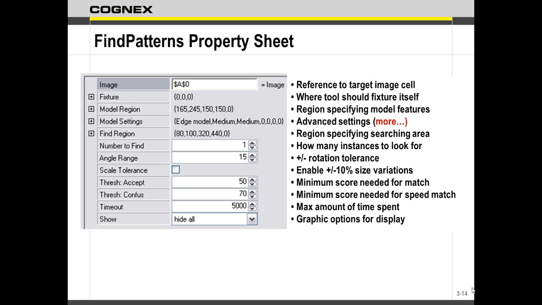Then it's going to ask you about fixturing. We're going to just ignore that for right now. Then it's going to ask you about the model region. So this is where you can go in there and set up the model region, your model settings, which I'm going to talk more about in a moment, and then you have your find region. Any of those parameters that have a little plus next to them, if I hit that plus, it expands them.